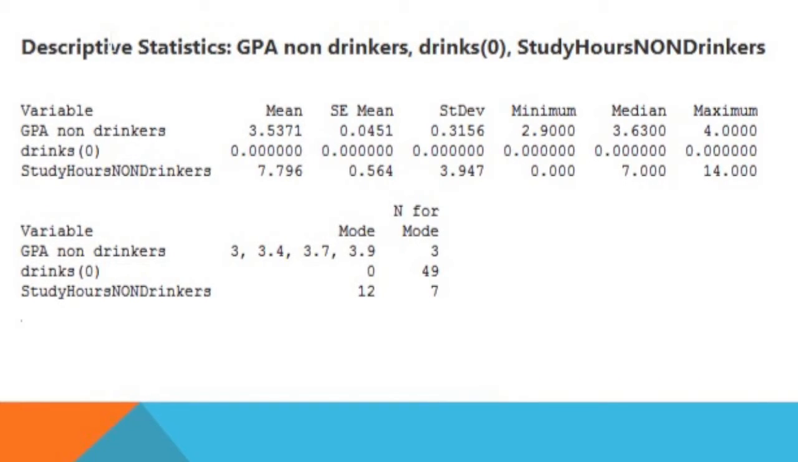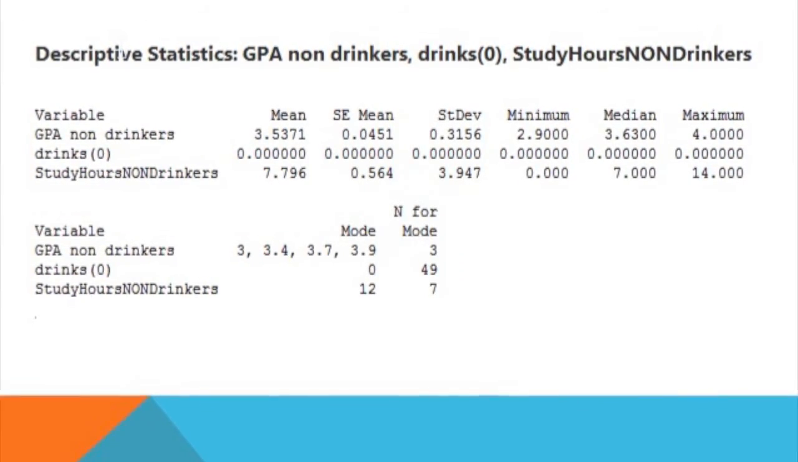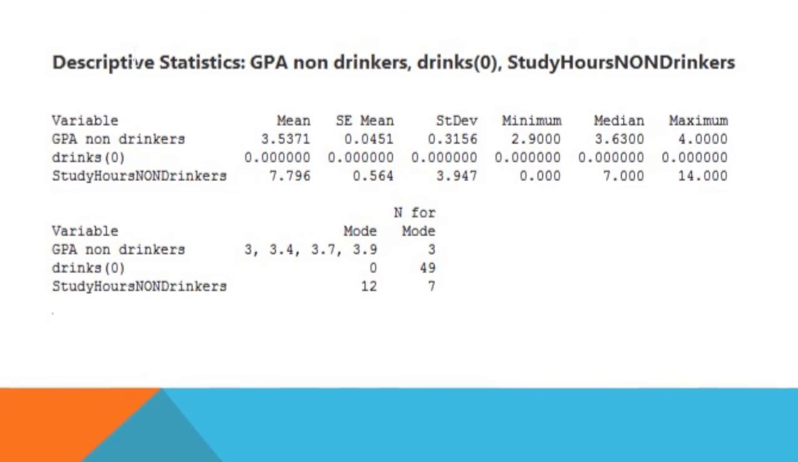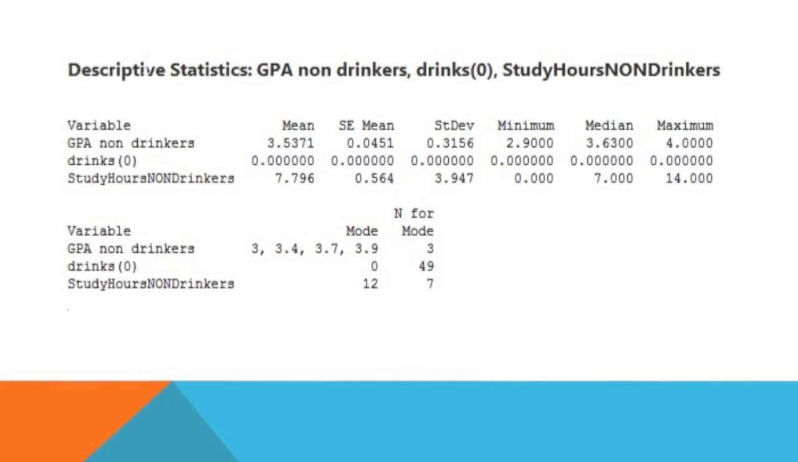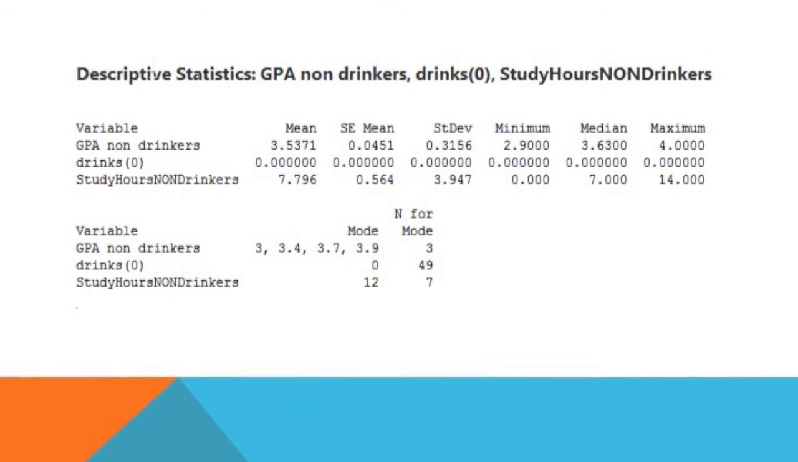Here are the statistics of students who do not participate in drinking. The average GPA is 3.5. Their average drinks is 0 because they don't drink, and then their average study hours is about 7, and this GPA seems higher than the averages of students who drink and do drugs.